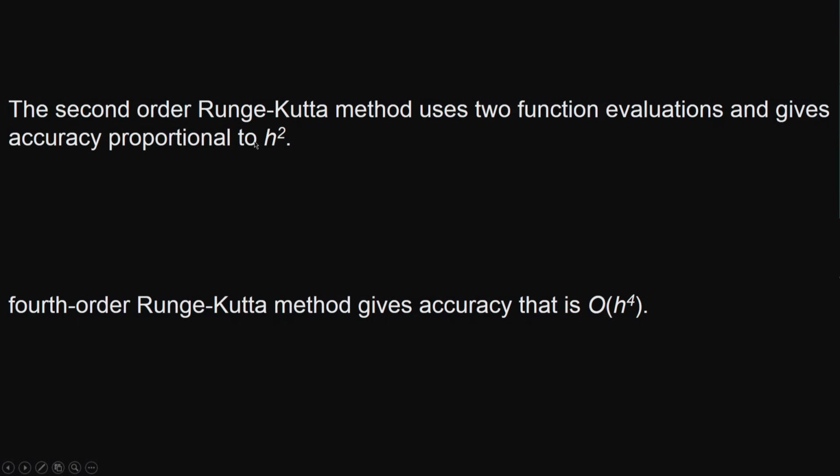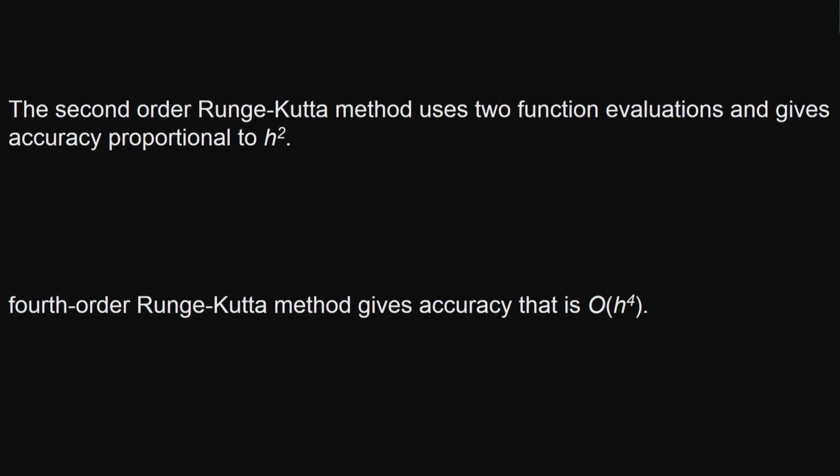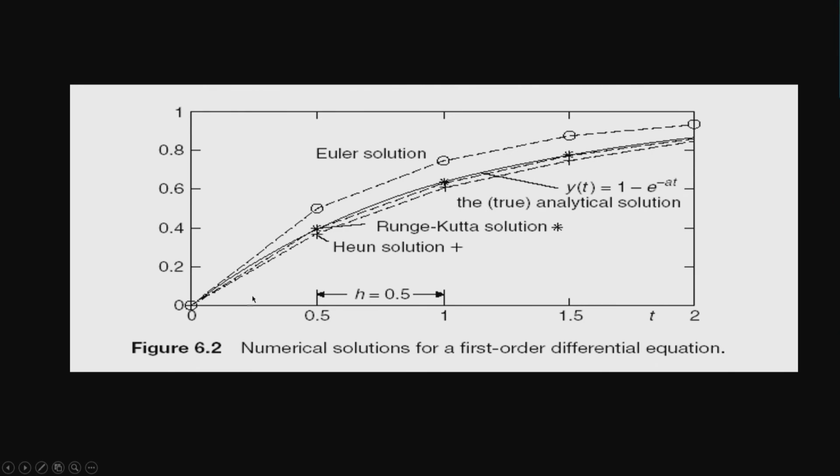So, the second order Runge-Kutta method has accuracy proportional to h square, and the fourth order Runge-Kutta method gives accuracy that is proportional to h power 4. Okay. So, this is a nice comparative picture.